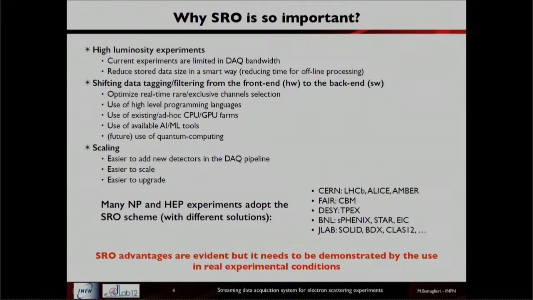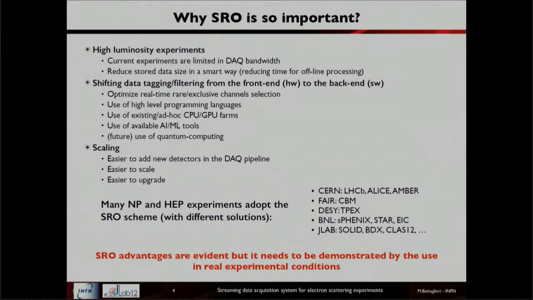And so this can provide an optimized real-time, rare or exclusive channel selection. You can use high-level languages rather than VHDL or any other FPGA language. Also, you can take advantage of existing CPU or GPU farms in a very straightforward way. In particular, I'm thinking to use machine learning or AI, which obviously can also be implemented at FPGA level, but it's much more complicated. You are not going to use the entire set of libraries already available for offline processing.